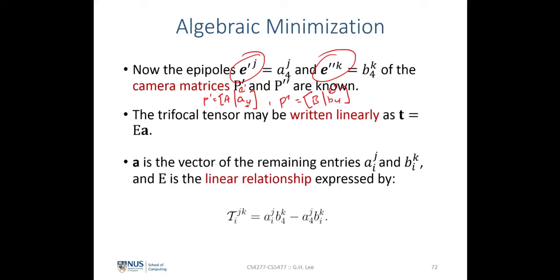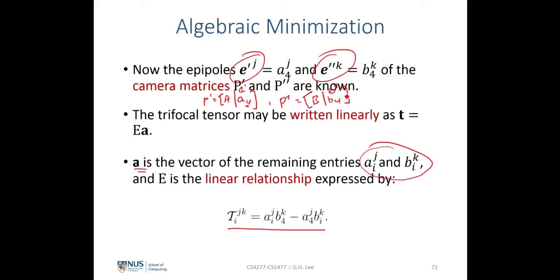we can rewrite the trifocal tensor relation linearly in terms of the entries in the two camera projection matrices over here. This can be rewritten in terms of the trifocal tensor relation that we have derived earlier on, which is a function of all the entries in the two camera matrices. Since this is a linear equation in terms of all the respective entries in P prime and P prime prime, we can factorize this into E multiplied by a vector of A, where the vector A consists of the remaining entries A and B in P prime and P prime prime.